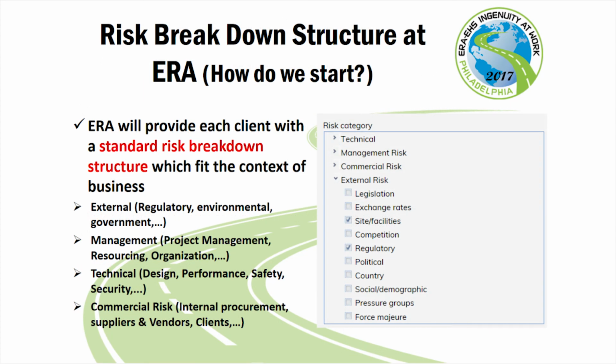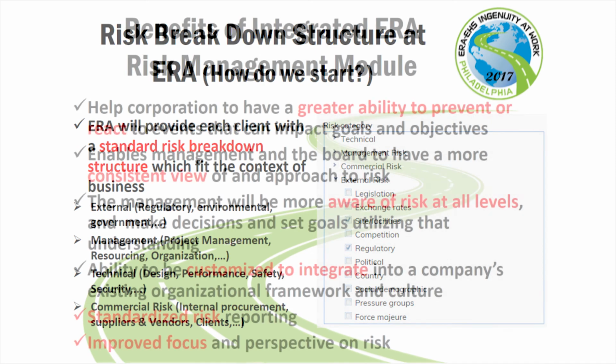Risk breakdown structure at ERA, how do we start? ERA will provide each client with a standard risk breakdown structure. So again, the base to start with. We're not going to have an open database, which will fit the context of the business: external, regulatory, environmental, government, etc. Management: project management, resourcing, organization. Technical: design, performance, safety, security. And commercial risk, which is internal procurement, again the supply chain, vendors, and clients. And you can see a little example of risk categories there on the far right.